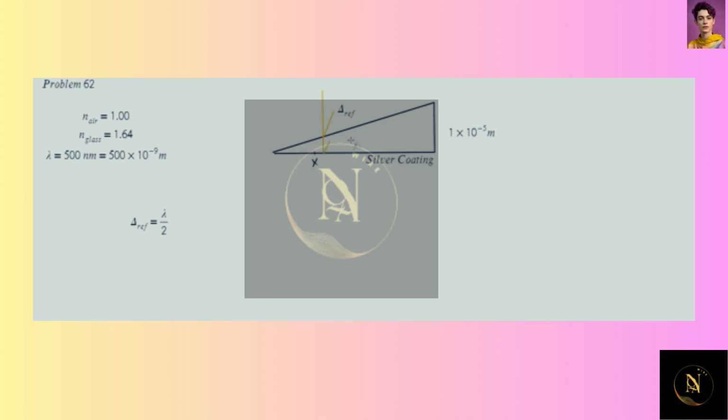So there's another shift of delta ref for reflection that occurs here at the bottom interface of the glass. And then the light continues to move through the glass and eventually out through it. So we're looking for this thickness d such that these two reflected rays constructively interfere.